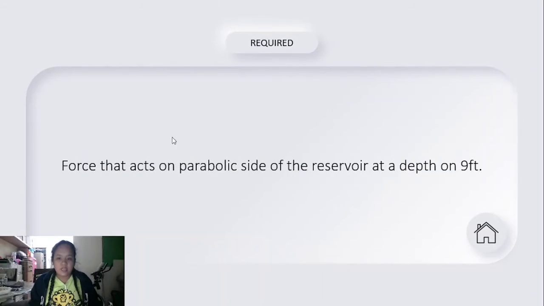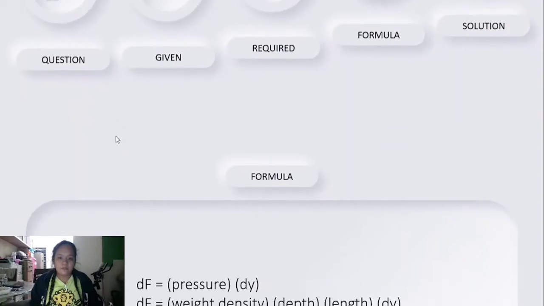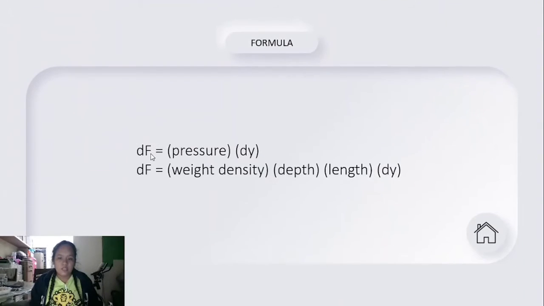The thing being asked in this problem is the force that acts on the parabolic side of the reservoir at a depth of 9 feet. Now we can go on to the formula, which is dF equals pressure times dy, and pressure can also equal weight density times depth, and the length is from dy.